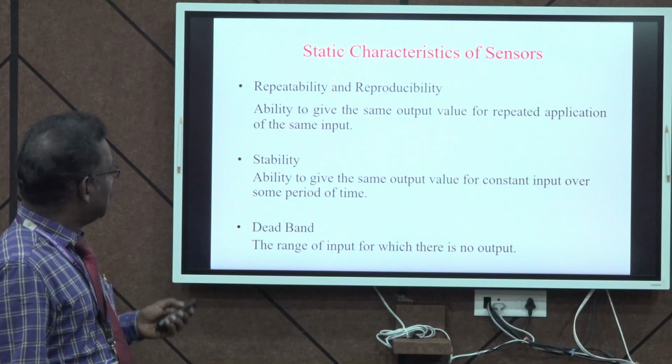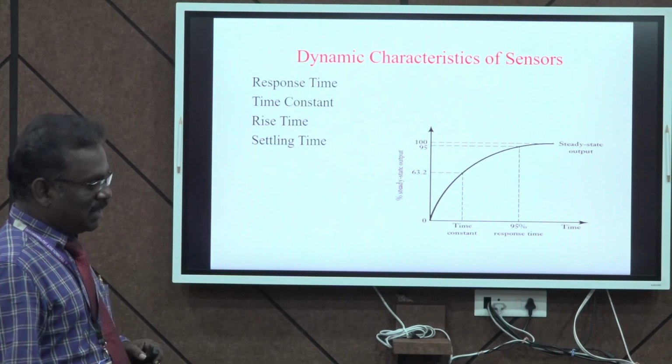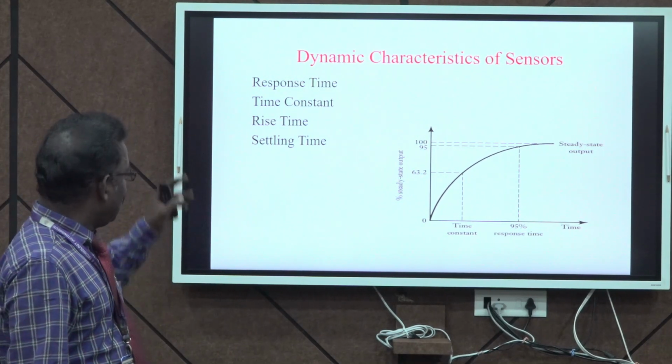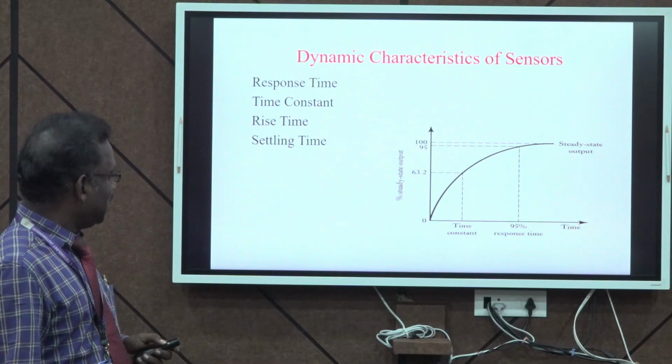So far we have discussed the static characteristics of the sensor. Next we will discuss the dynamic characteristics of the sensor. As I already told, there are 4 dynamic characteristics of the sensor. They are called response time, time constant, rise time as well as settling time.